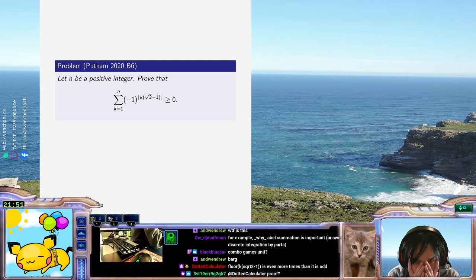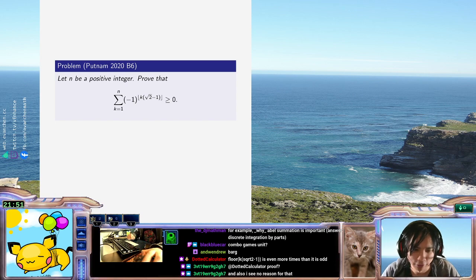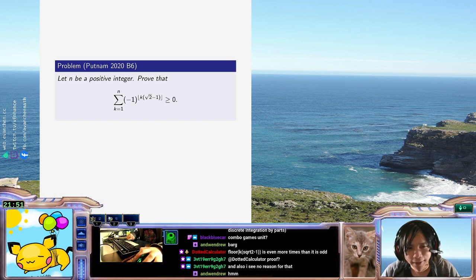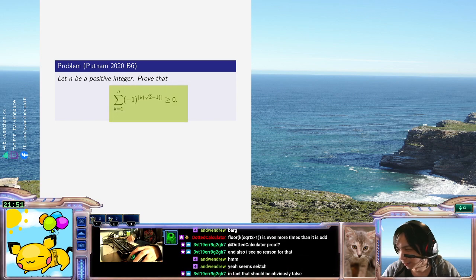Welcome back, everyone. So I've been asked to do this Putnam problem. I'm not optimistic, but we'll give it a shot. So this problem has to show that this random sum is non-negative.